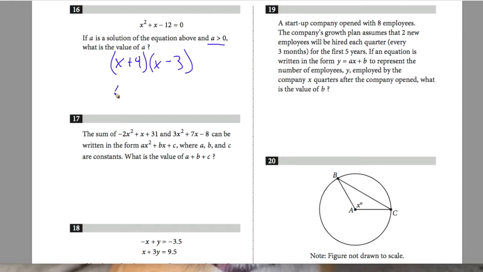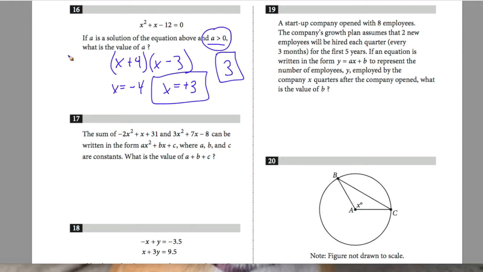If I were to solve for both of these, this would be x equals negative 4, and this becomes x equals positive 3. I need my a to be positive, or greater than 0, so x equals 3 is my answer. 3 is what you bubble in your sheet. 3 is the answer to 16.